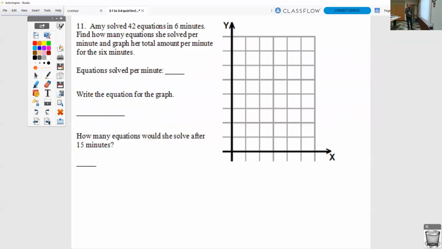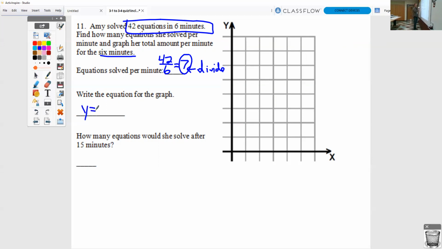In question number 11, Amy solved 42 equations in 6 minutes. Find how many equations she solved per minute and graph her total amount per minute for the 6 minutes. So the first thing that we need to find is our rate. Remember that we always divide to find our rate. So we have 42 equations in 6 minutes. We're going to do 42 divided by 6. That is 7 equations per minute.